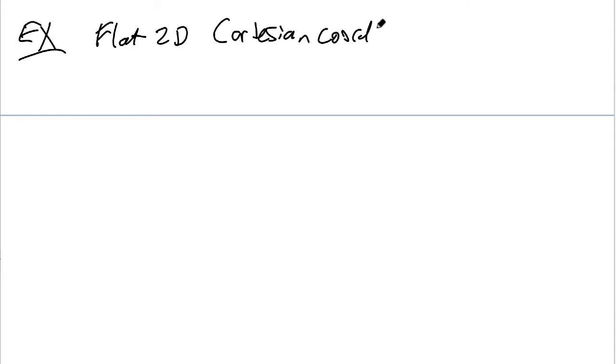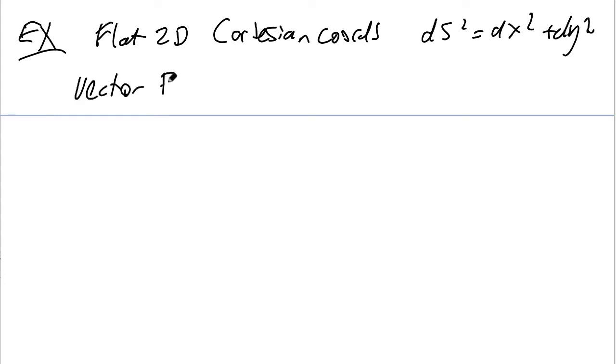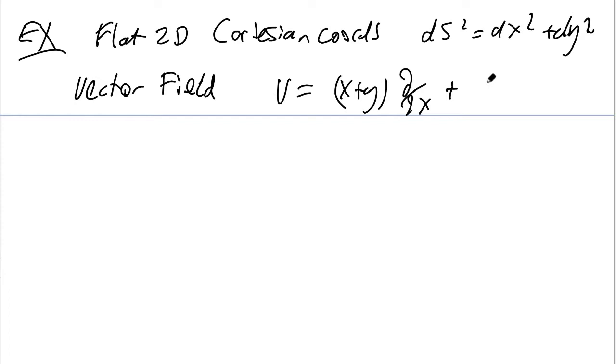Let's take a look at a specific example. Let's consider flat 2D space with Cartesian coordinates. So we know the line element is dx squared plus dy squared. And let's consider the vector field v equals x plus y d by dx plus x squared over y d by dy.